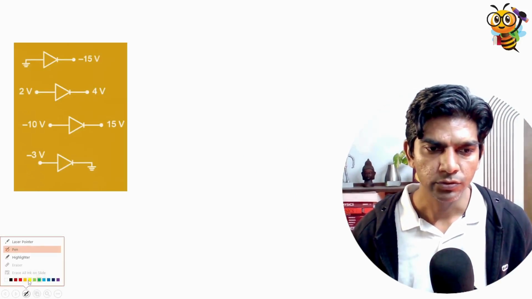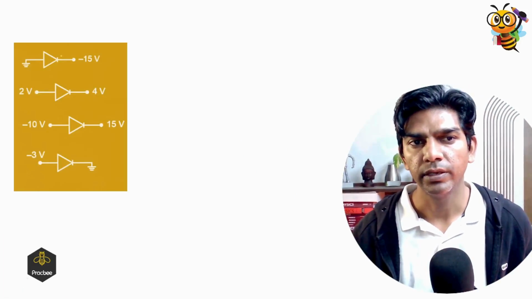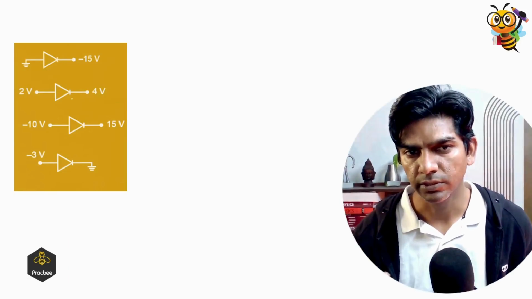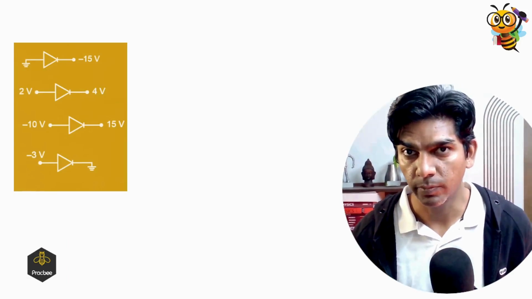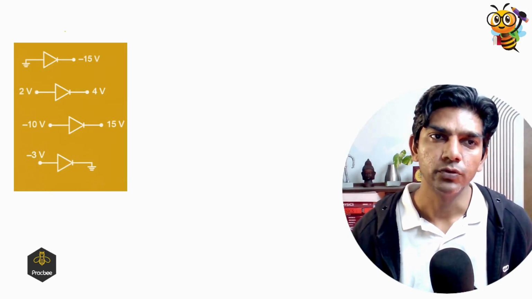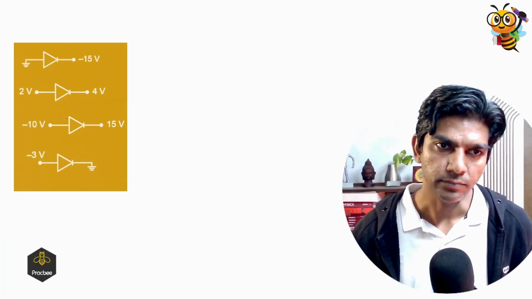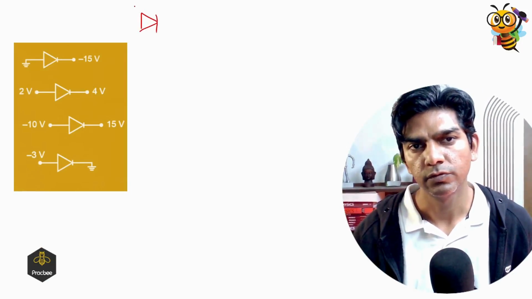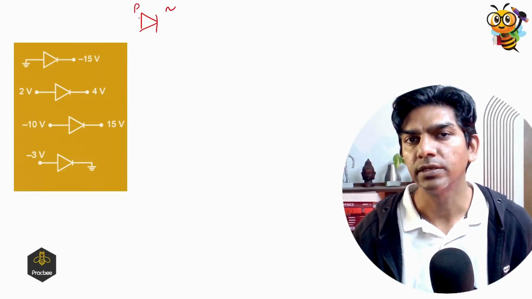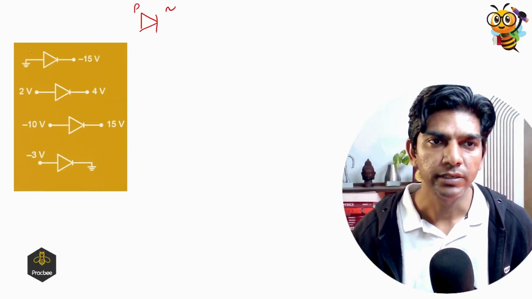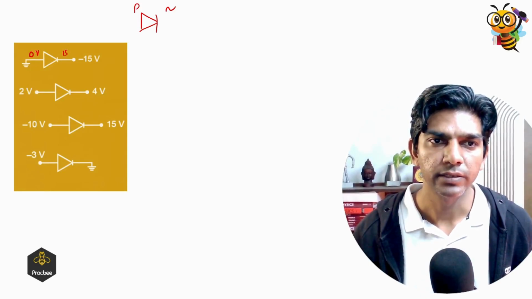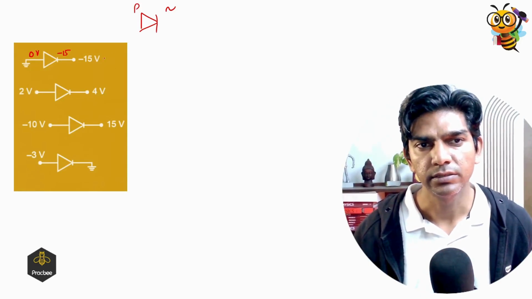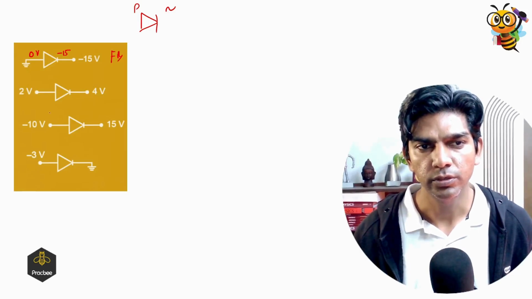Now let us take another question. In this question we have to find in which circuit we have the diode in the forward biased mode. So we know that in the forward biased mode, the P side, so we have a diode, so this will be the P side and this will be the N side. The P side will be at the high potential. So in this case we have 0 volt, here we have minus 15. So we can say in this case it is in forward biased mode.